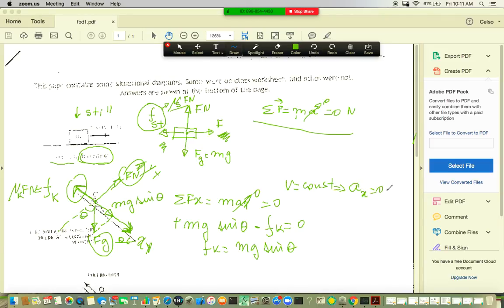Okay, but let's just say if there's an acceleration in there, it will be mg sine of theta minus kinetic friction equals ma instead. If there is acceleration, yes. And then your velocity wouldn't be constant. But in this situation, it is equal to 0. All right, got it.